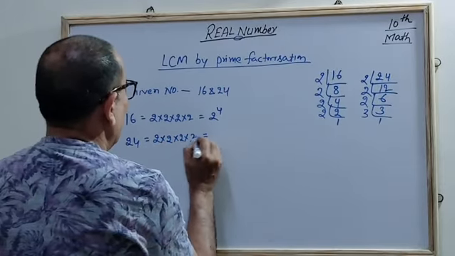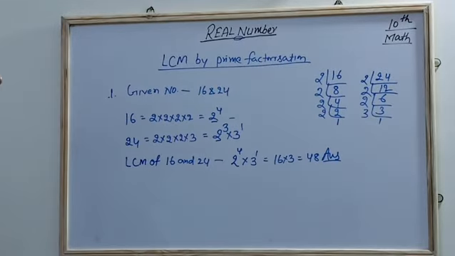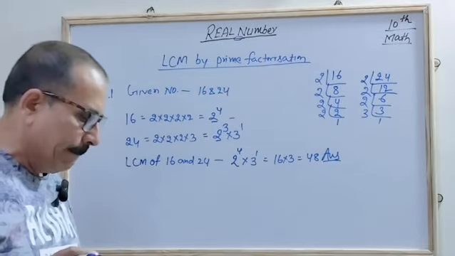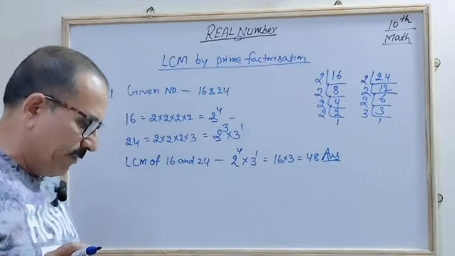When you do it, 2 to the 4 becomes 16, and into 3, the total becomes 48. That is the answer. Correct? So you have seen the first question of your first lesson, how to find the LCM by prime factorization. Now we will see how to find the LCM when three numbers are given.